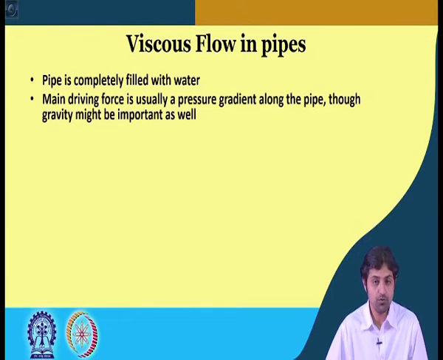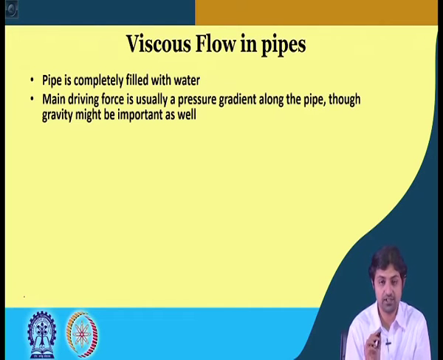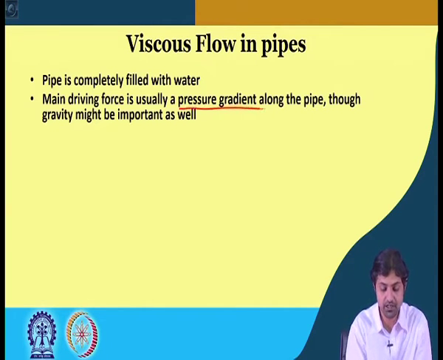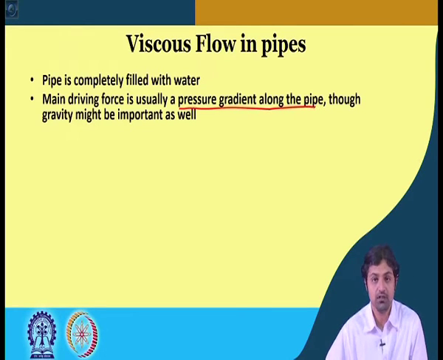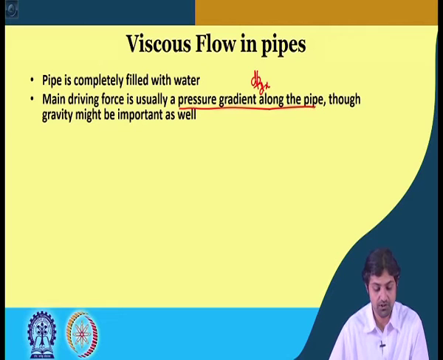Here the main driving force is usually a pressure gradient along the pipe. If you remember, in open channel flow the main driving force was gravity, but here it is the pressure gradient along the pipe. If you remember from dimensional analysis, we derived an equation for the pressure drop per unit length in the pipe. So you would imagine the pressure gradient along this pipe, delta P by delta x, let us say, if x is this direction. This is very important. Here gravity may or may not be that important, but to define the pipe flow we said a pressure gradient must be there.